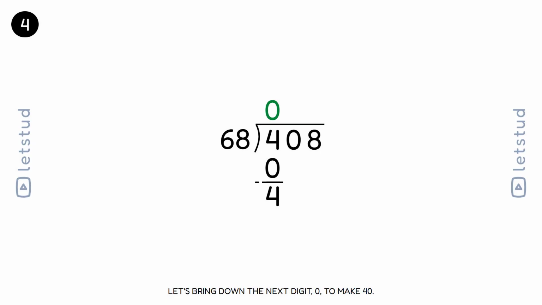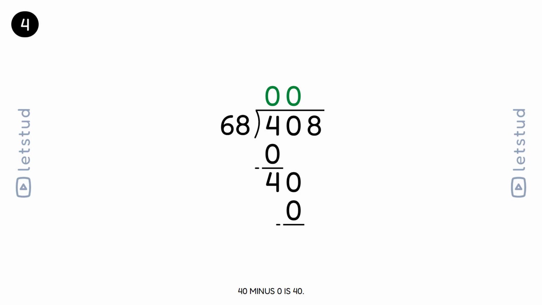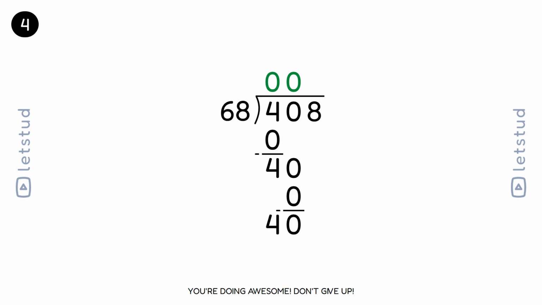Let's bring down the next digit, 0, to make 40. Let's divide 40 by 68. 68 doesn't fit into 40 at all, so it's 0 times. 0 times 68 is 0. 40 minus 0 is 40. You're doing awesome, don't give up.